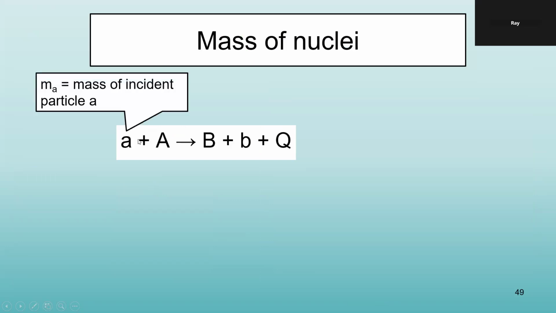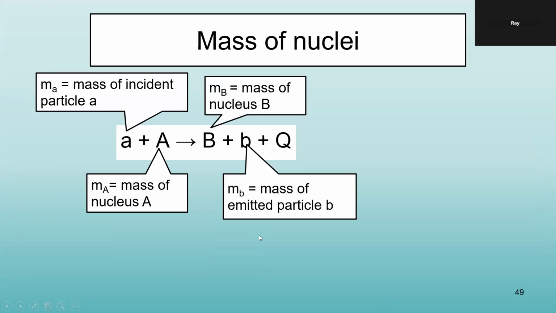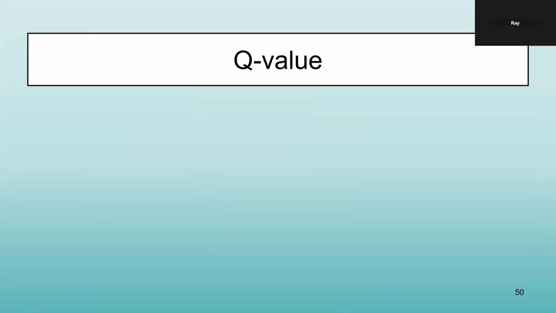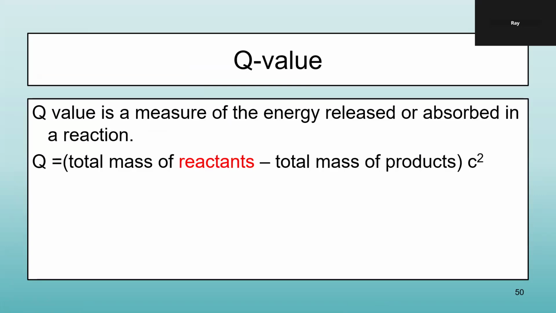Okay, mass of A, mass of incident particle, mass of nucleus, mass of nucleus B, mass of emitted particle B, and the energy release, or binding energy. The Q value is a measure of the energy released or absorbed in the reaction. It's defined as total mass of reactants minus total mass of product, that's the change in mass times c squared.